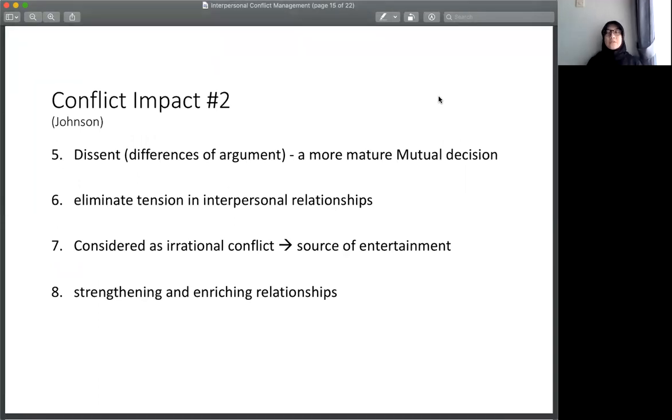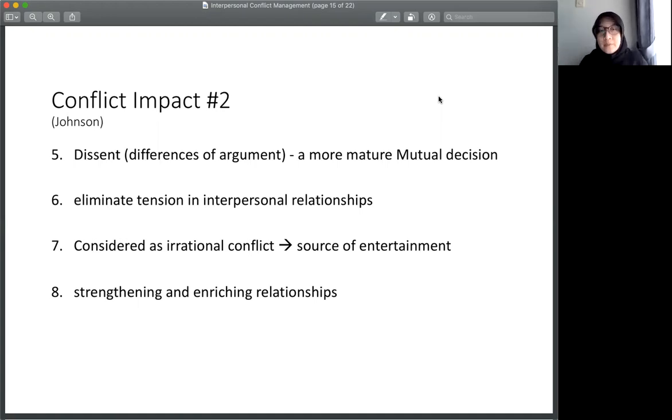Conflict could cause difference of argument, and sometimes it could be resolved in terms of agree to disagree. Yeah, because that is a mature mutual decision. We are two different people with two different interests, producing two different arguments. Of course, at some point, we need to resolve on something as a win-win solution that we agree to disagree.